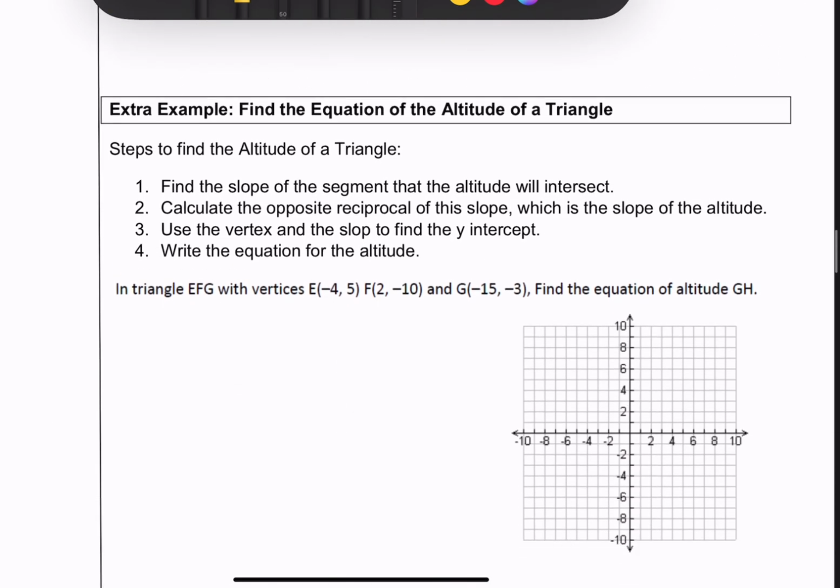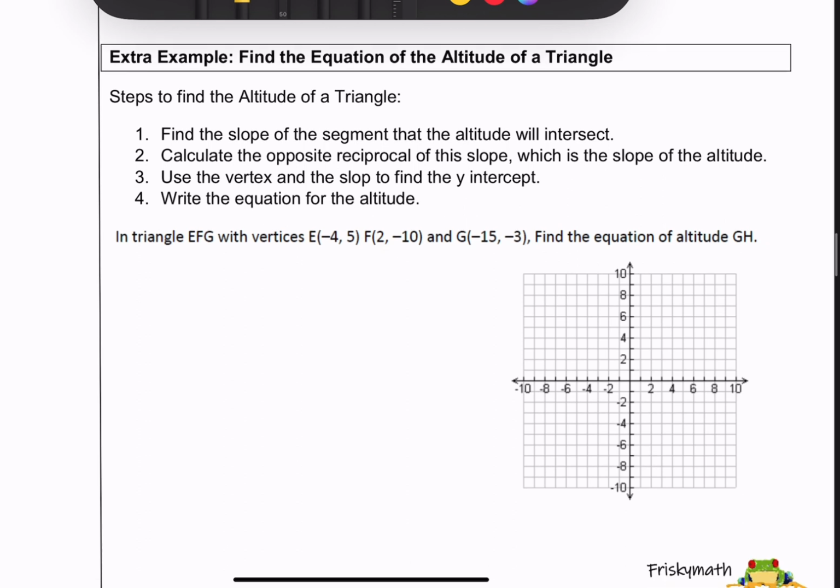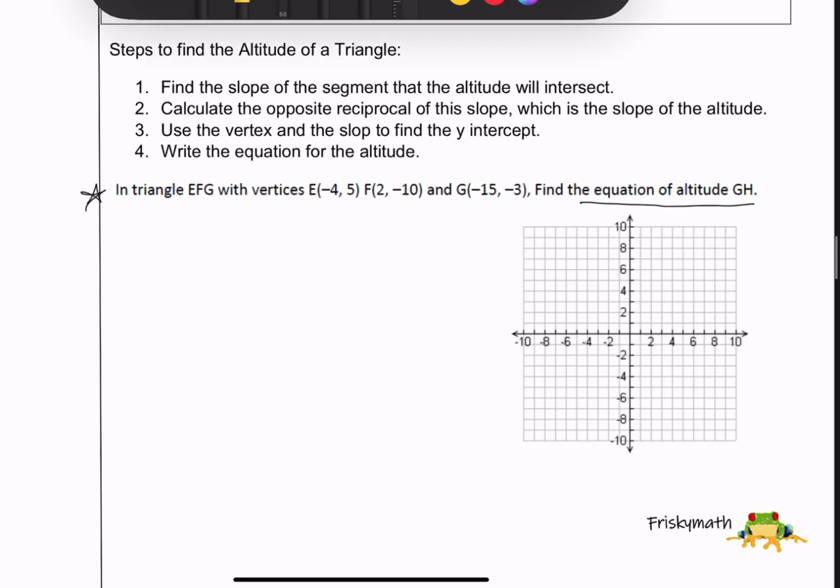All right, so let's find the equation of the altitude of a triangle, and we'll follow the steps that are given. There are 4 steps to doing that. You've done this before, you just haven't really applied this to the altitude. Down here, we have a triangle EFG with vertices E, F, and G, and we're going to find the equation of the altitude GH. So let me start off by plotting these points. You're not always going to have to plot the points to see what's happening, but it's a nice thing when you're first learning to do this.